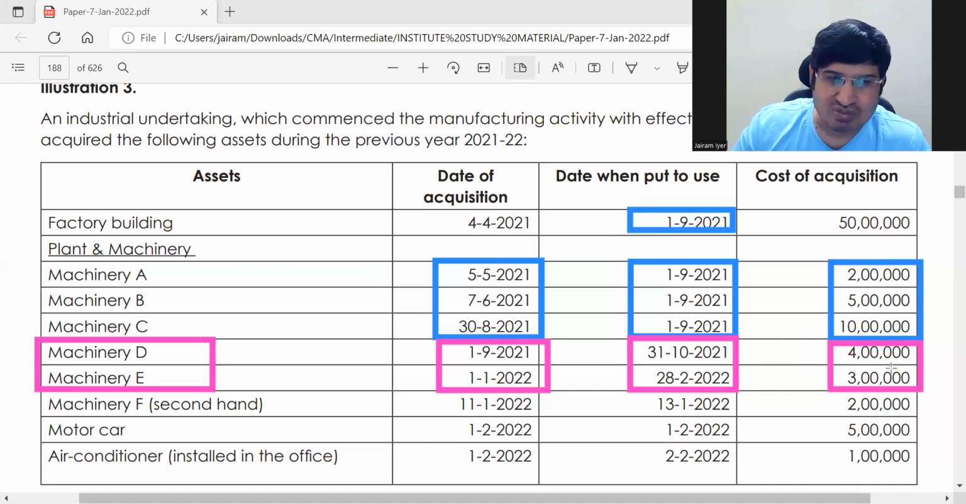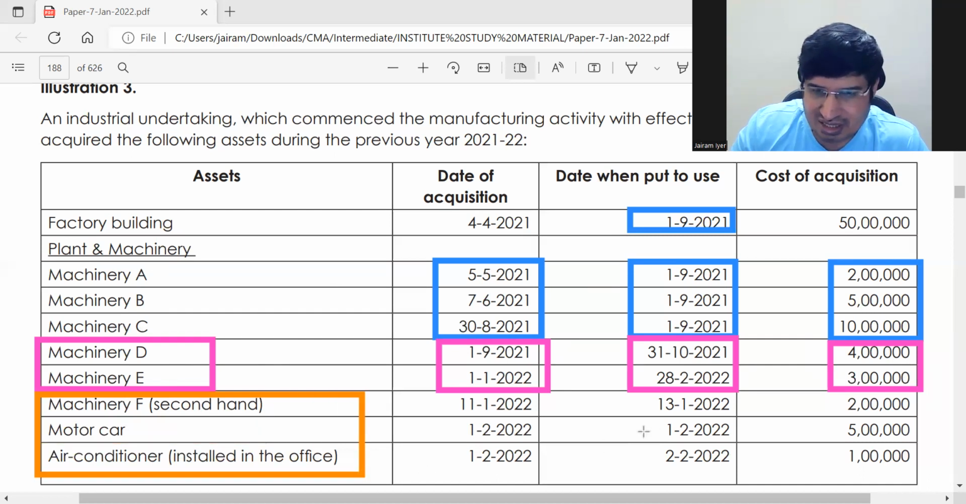I made these two blocks because these are machinery, general machinery. A to E is general machinery. So we have just to identify, we have done it like this. Then last these three, on which we are not going to get additional depreciation. You can see everything is in 2022. Put to use is 2022. So this also you will get what? 50% depreciation. Clear?